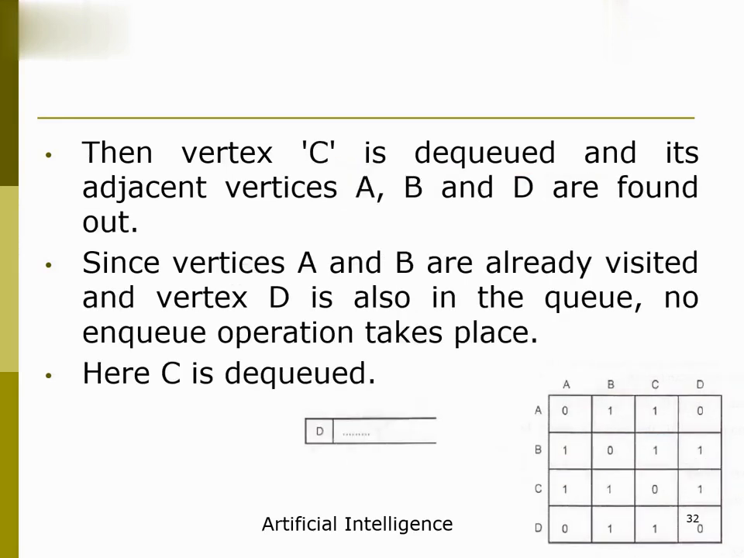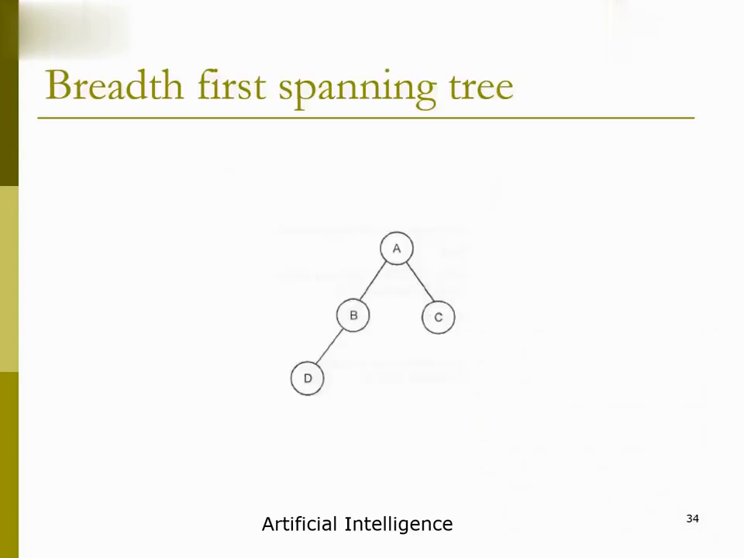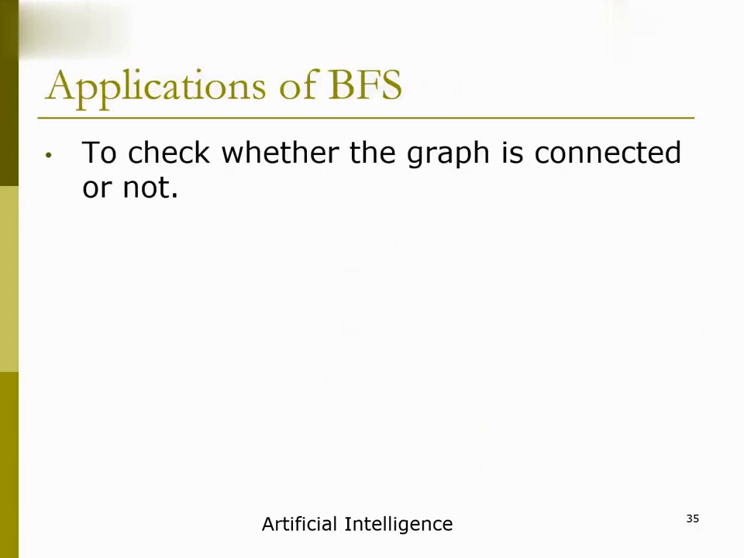From the queue, C is dequeued now, and we find the adjacent vertices A, B, and D, out of which A and B are already visited, and vertex D is also in the queue. No enqueue operation takes place here. Next, the last node, vertex D is dequeued. The process is terminating as we are visiting all the vertices, and the queue is also empty. This is the breadth first spanning tree. The application of BFS is we can check whether the graph is connected or not.